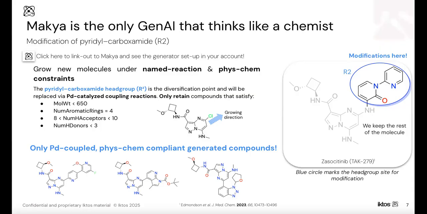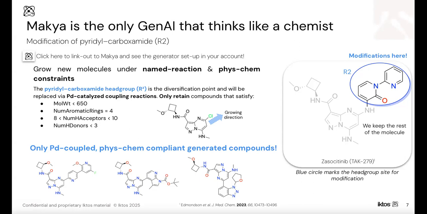This time we're modifying the pyridyl carboxamide head group, highlighted here in blue. We start by selecting the growing point, in this case, the chloro-substituted handle, which is ideal for palladium-catalyzed cross-coupling reaction. Again, this is a chemically valid and widely used synthetic route, not just a generic placeholder. Next, we set our named reaction constraints. We tell Makya to only use transformations compatible with palladium coupling. This ensures the chemistry is not only predictive but doable in the lab.